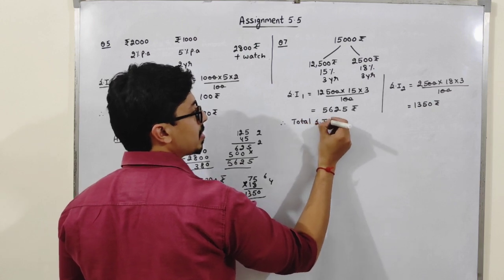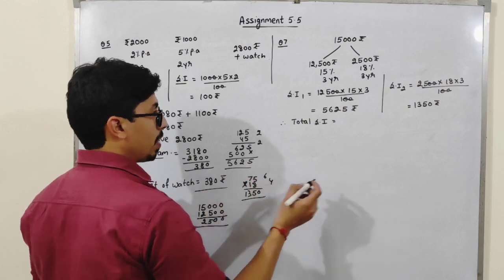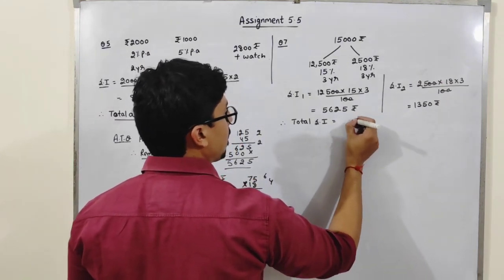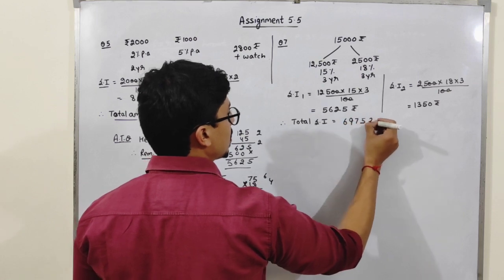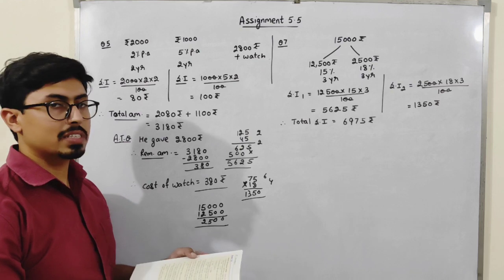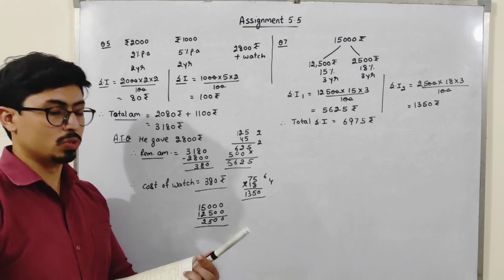So total interest will be, just add these two. Total simple interest that he will receive is, just add these two. So this will be how much? 6,975 rupees he charged as interest on these two particular accounts.